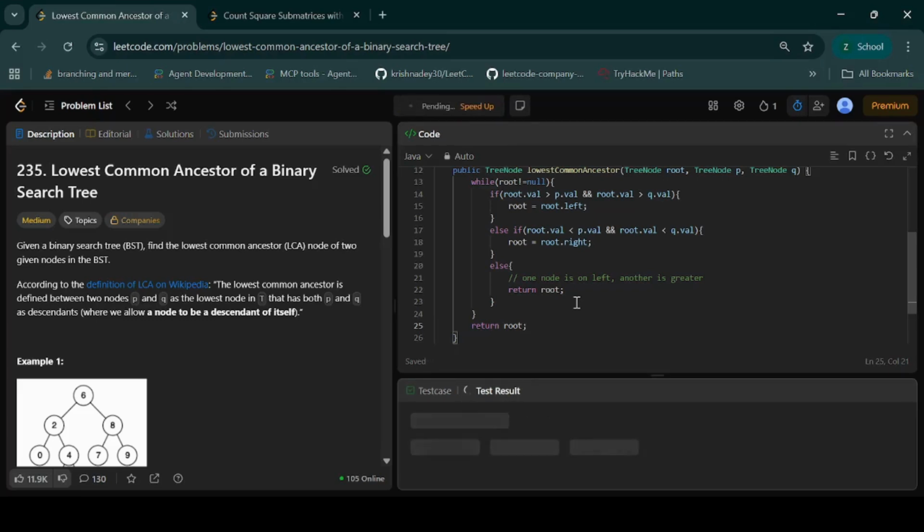Let's run this. You can also solve this using recursion, but this is the most efficient since you can just solve it in one pass.